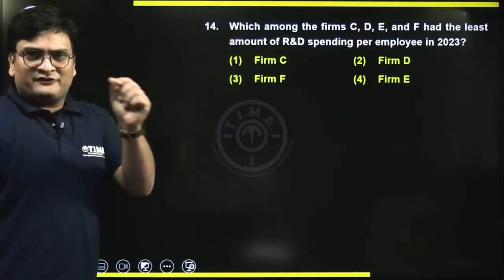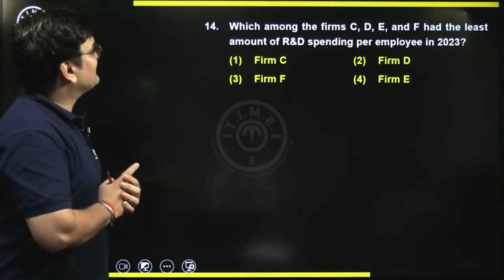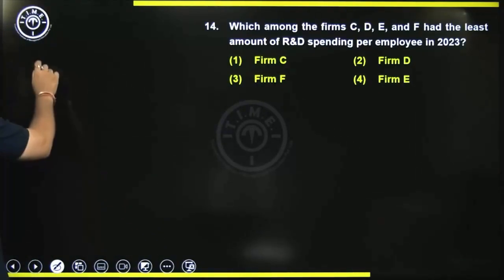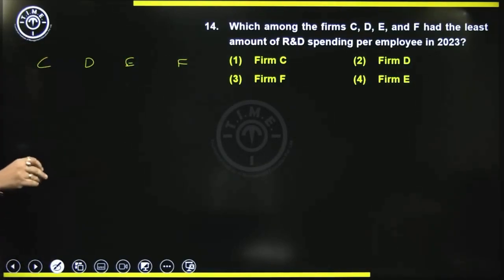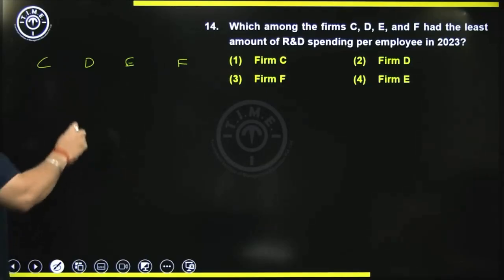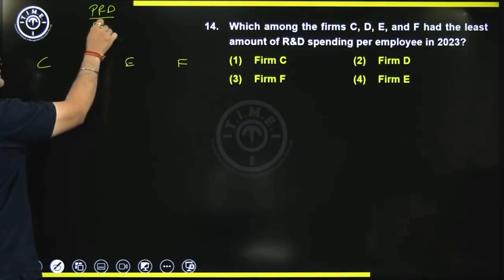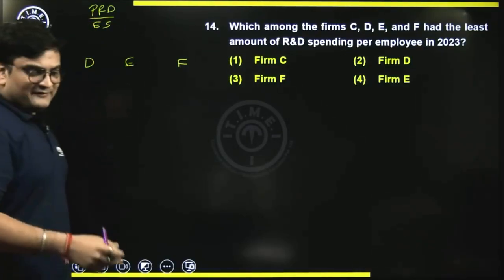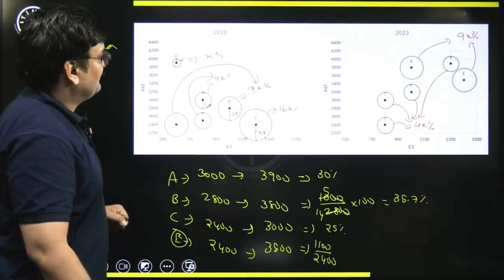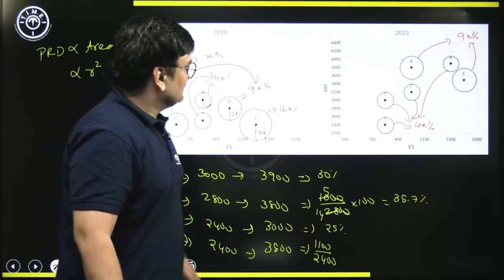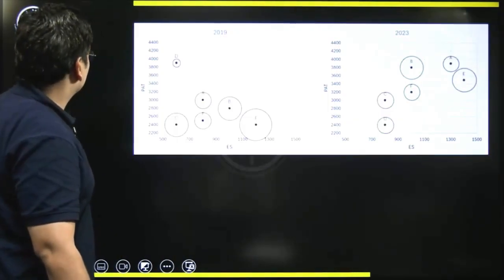14th one, the last question from this set. Which among the firms C, D, E and F had the least amount of R&D spending per employee? C, D, E and F. R&D spending per employee. So what we need to do for this question is, for each of the companies, find out the R&D value by employee strength. So R&D values we have already calculated for C, D, E and F. So C, D and F have 4x percentage and E has 9x percentage. Let us remember that.